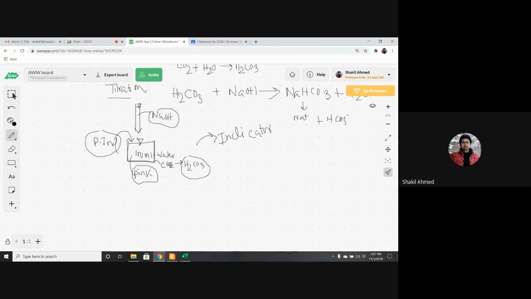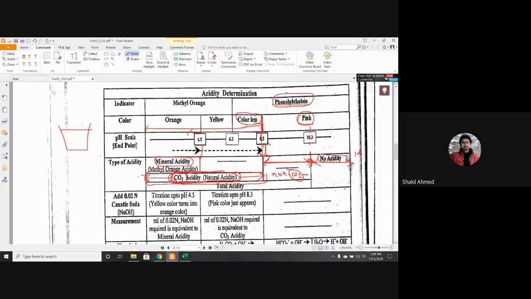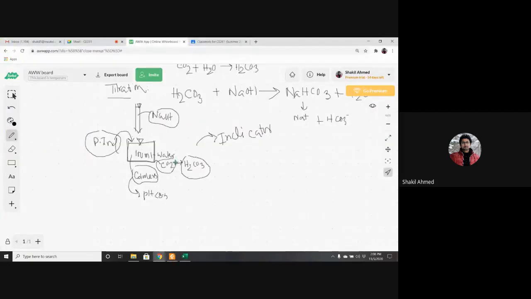Now, if after addition of phenolphthalein indicator the color is still colorless, that means your pH is less than 8.3. Am I right? Yes, sir. This is less than 8.3. So that means there is carbon dioxide, there might be H2CO3, and you have to add sodium hydroxide. So you add sodium hydroxide.